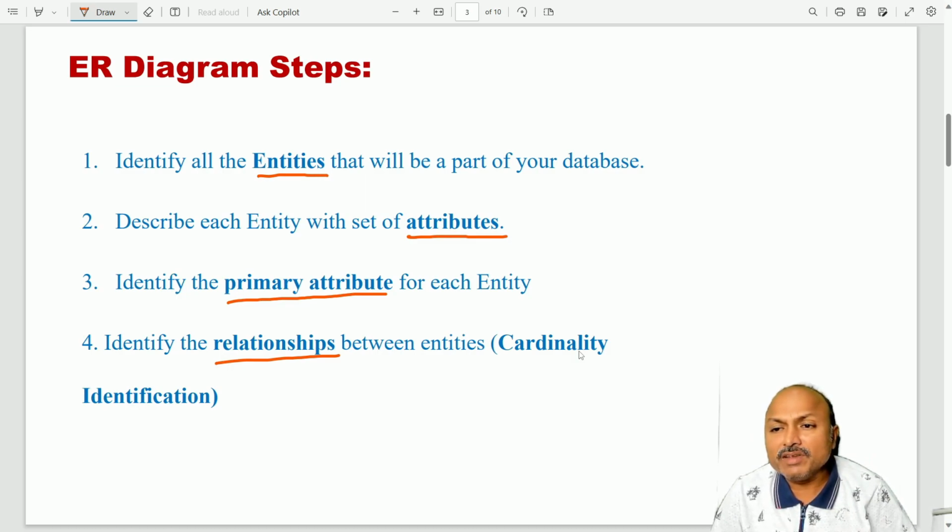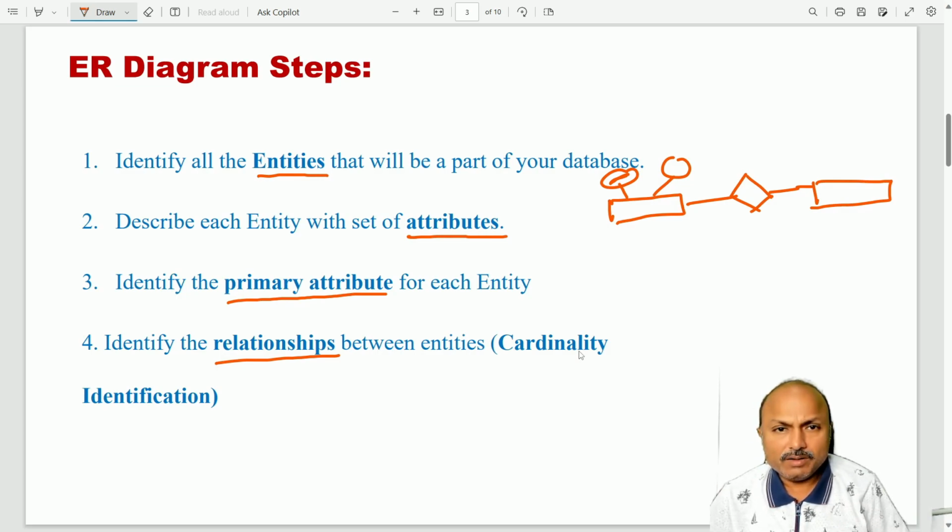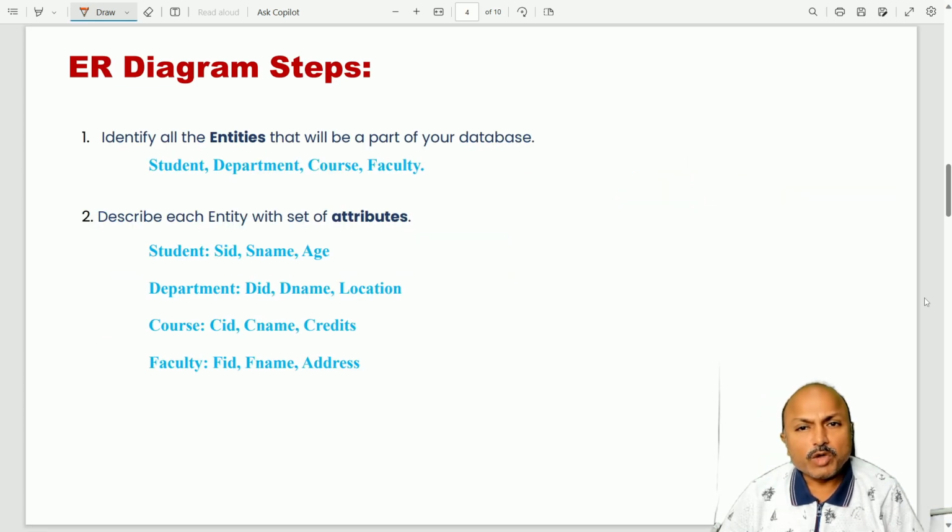That means what happens in an ER diagram? First of all, you need to identify the entities. Then you need to identify the attributes. Then you need to identify the prime attributes. Then you need to identify the relationships. I think you understood this particular one. This is the way you are going to develop the ER diagram. These are the 4 steps. Then we are going to see all the 4 steps one by one.